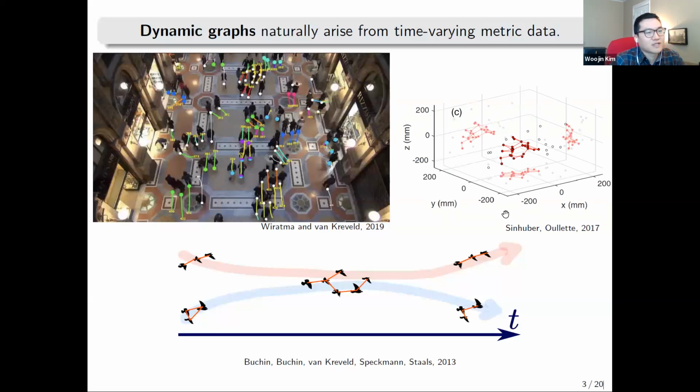In another work, by Sinhuber and Ouellette, they studied insect swarms in their laboratory, and they very carefully chose a certain connectivity parameter in a systematic way. And by analyzing these dynamic graphs, they were able to characterize insect swarms from the perspective of condensed matter physics.